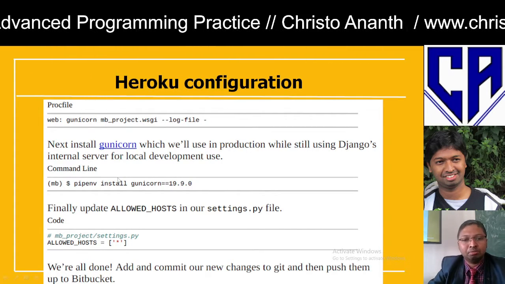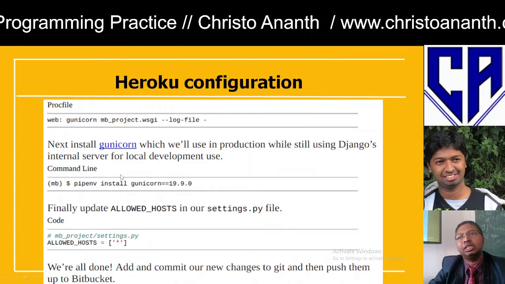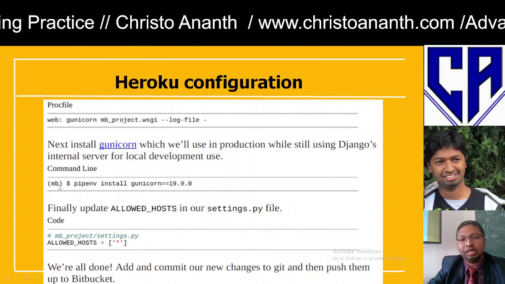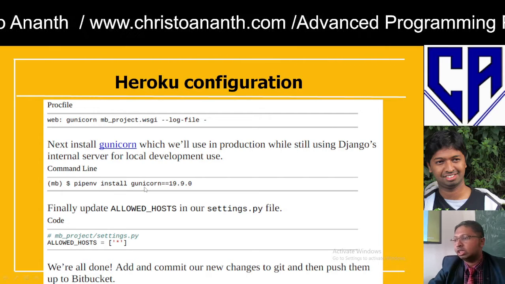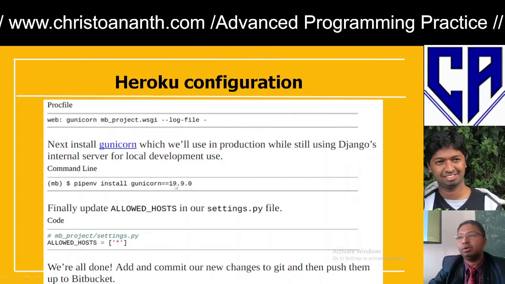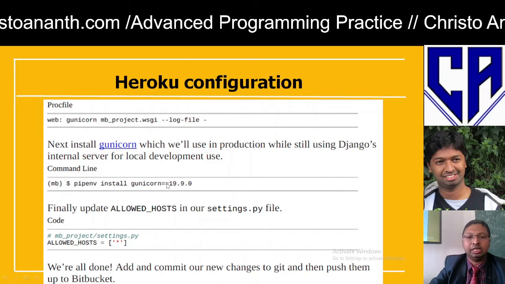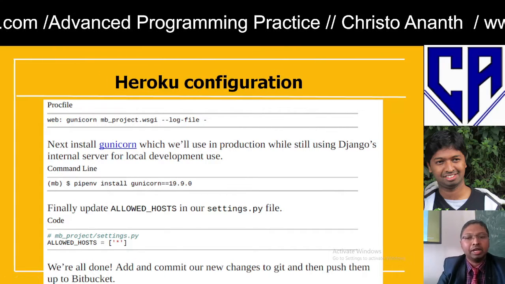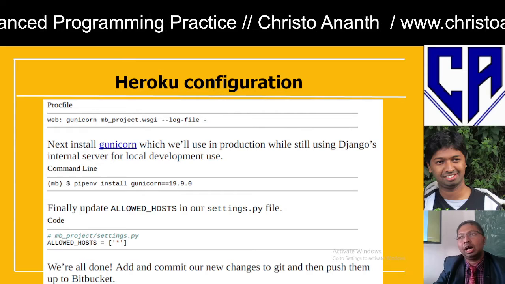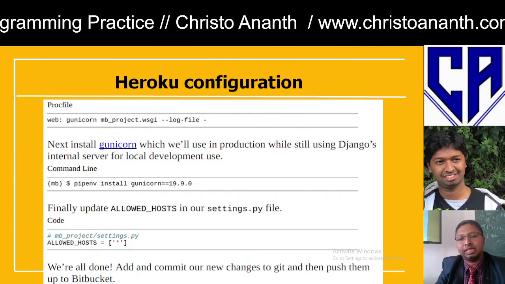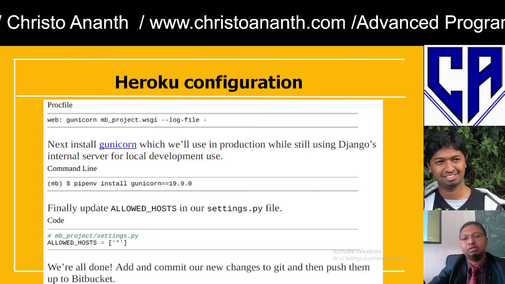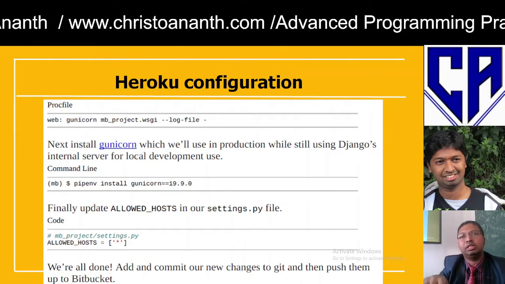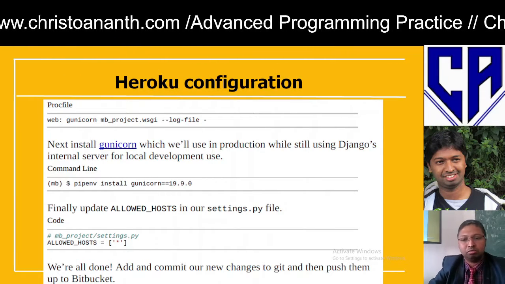Make sure this Gunicorn version has been installed correctly. Like here within the pipenv, we have $ pipenv install gunicorn. The version is 19.9.0. You make sure it is already installed, and you make sure that ALLOWED_HOSTS is updated in the settings.py file. The ALLOWED_HOSTS, within the square brackets, you make it a star. So this is it.